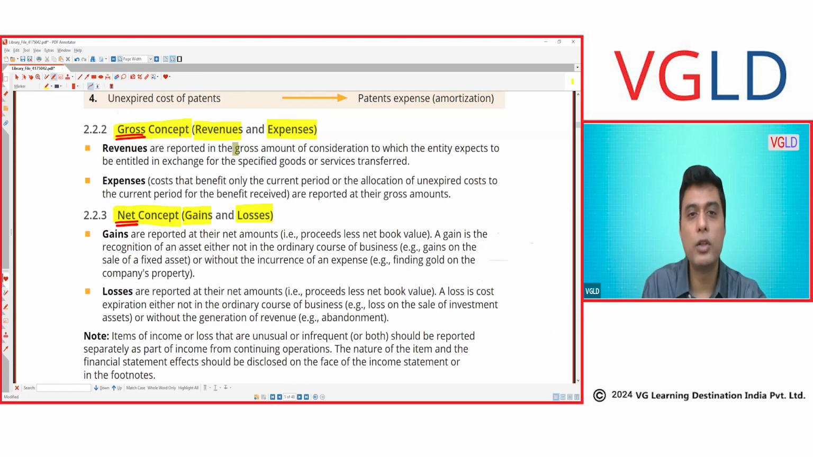So revenues are reported in gross amount of consideration to which the entity expects to be entitled in exchange for the specified good or service transferred. So it's the gross amount. Expenses, costs that benefit only the current period or the allocation of the unexpired cost to the current period for the benefit received are reported at their gross amount again.